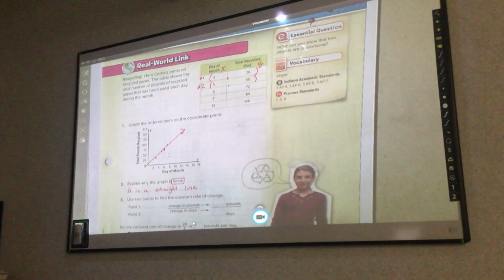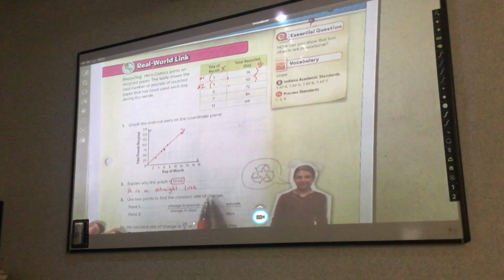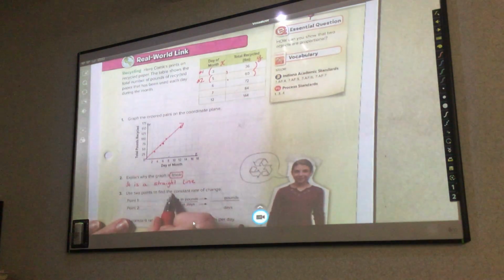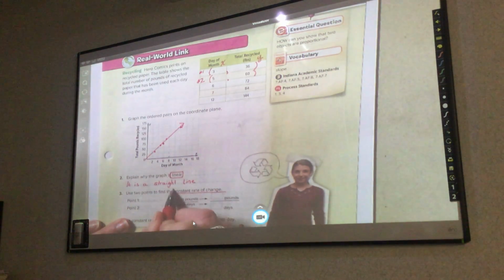Yes. So then here it says use 2 points to find the constant rate of change. Put a box around that.